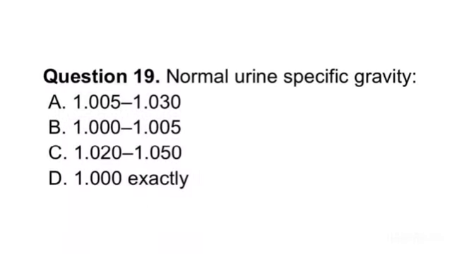Question 19. Normal urine specific gravity. A, 1.005 to 1.030. B, 1.000 to 1.005. C, 1.020 to 1.050. D, 1.000 exactly. Answer A, 1.005 to 1.030.